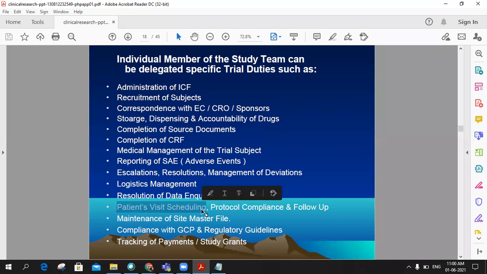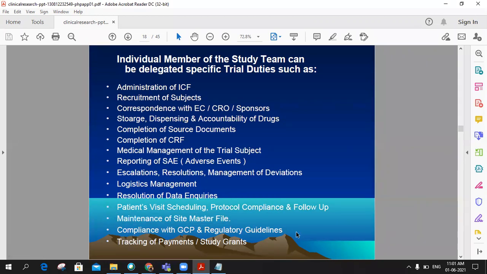So as per the protocol, if the patient has come today, again as per the protocol, the patient has to come after 10 days or 1 month. So it's the sites who will have to schedule those visits, follow up with the patients, and ensure that the trial is completed as per the protocol. And then maintenance of site master files. So there are some files, we call them site master files. For each patient, there is a lot of data at the site. They need to take a lot of approvals, a lot of signatures, and collect a lot of information. So at a patient level, they keep each file, right? And this should be ready for any audits.